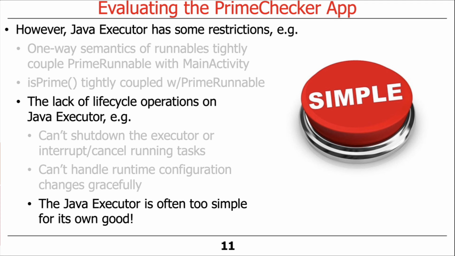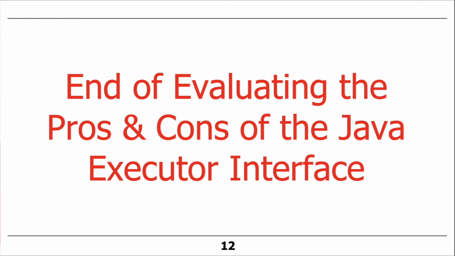Therefore, the takeaway from all this is that the Java Executor interface is often too simple for its own good. It works for really simple stuff where you don't care that you can never shut anything down. You never want to stop the tasks from running. Once they are started, you just let them run. You don't want to worry about reconfiguration changes, et cetera. There are applications like that, but we will see that there are better ways to do this. And this, of course, motivates the next topic, which will be the Java Executor service. So that's the end of the evaluation of the pros and cons of the Executor interface. And like I said, we'll build upon this to show you more useful interfaces that are part of the Executor framework.